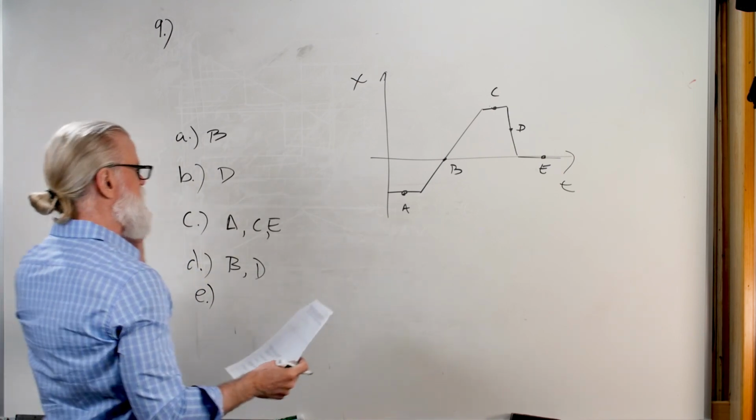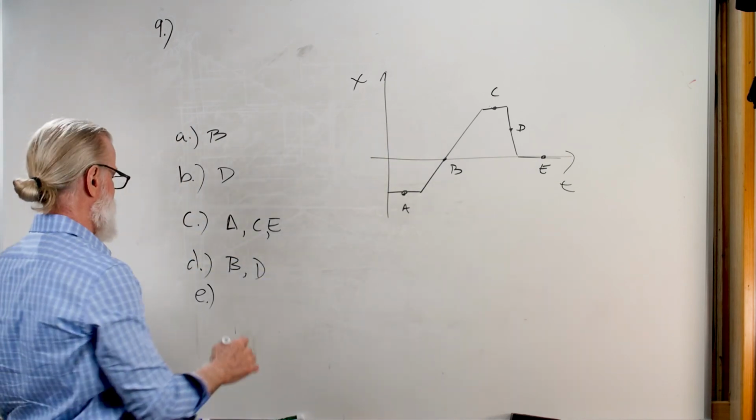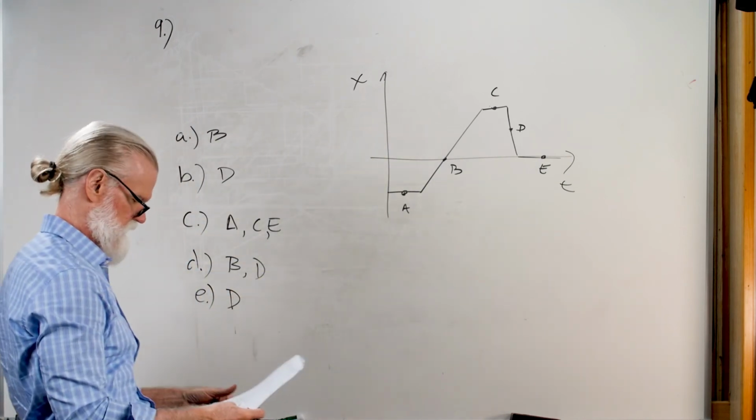Is the object moving to the left? All right. So for the left, we're looking for a negative slope. So that is D. It's moving to the left at D.